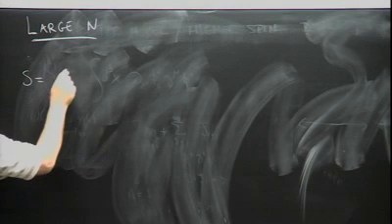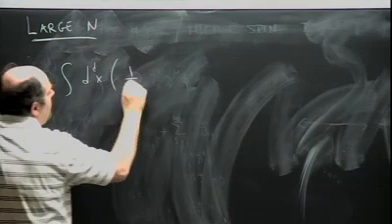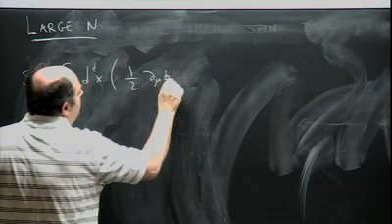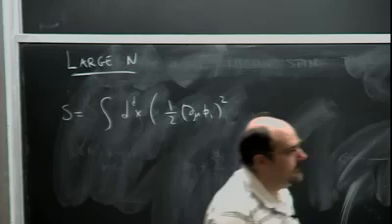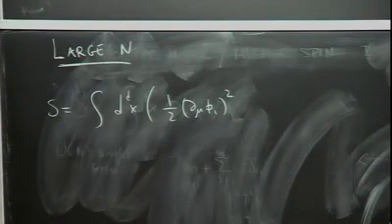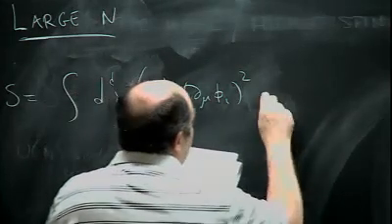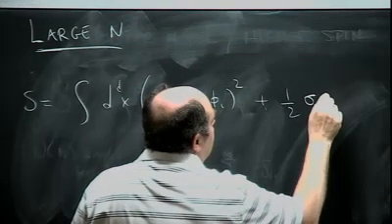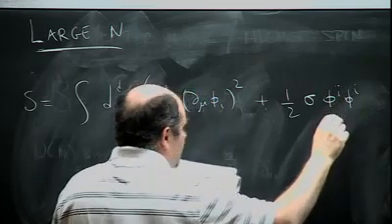So let me briefly go through this, because if you haven't seen it, this is something which may be useful. One standard way to treat this quartic interaction in the large N expansion is to introduce some auxiliary field, right? Maybe some of you have seen this. So you introduce this field sigma, which is sometimes called the Hubbard-Stratonovich field.